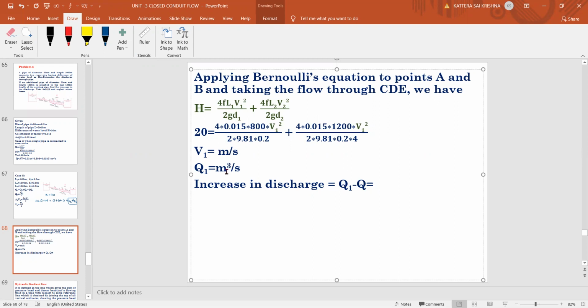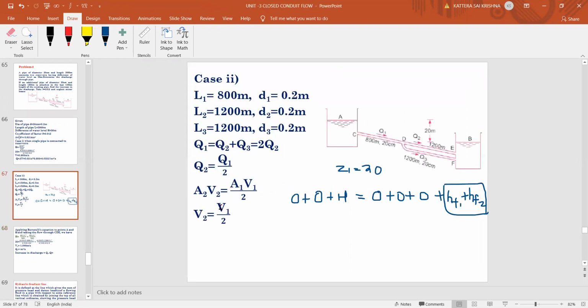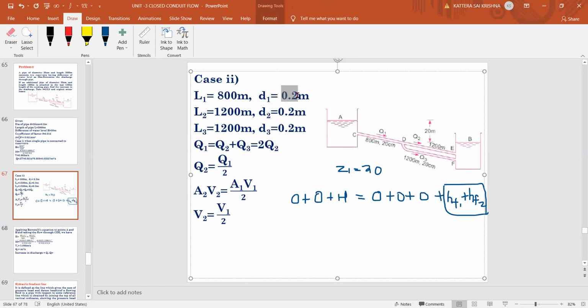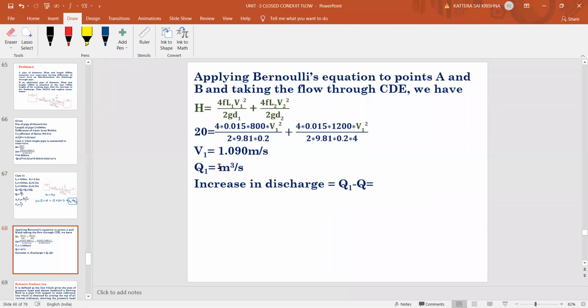Sir, I'm getting 1.090 meter per second. Yes, now calculate Q also. We already have A1, or if you don't have A1, you can calculate A1 equal to pi by 4 D1 square. What is D1 here? 0.2. Pi by 4 into 0.2 square. So find A1, then you can find this.